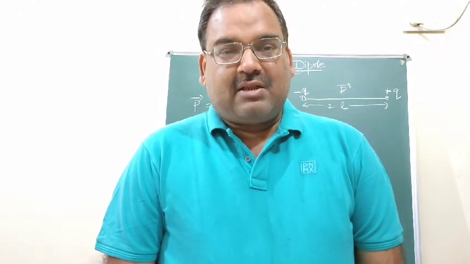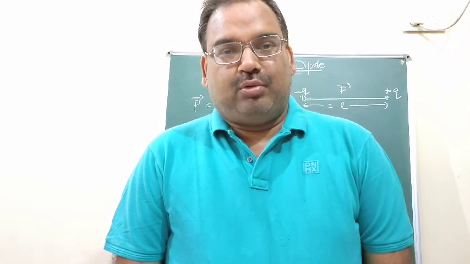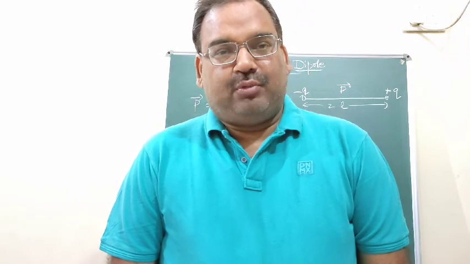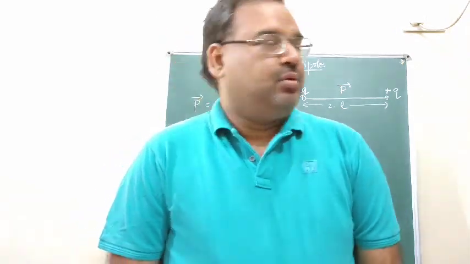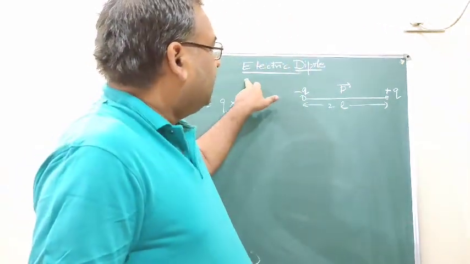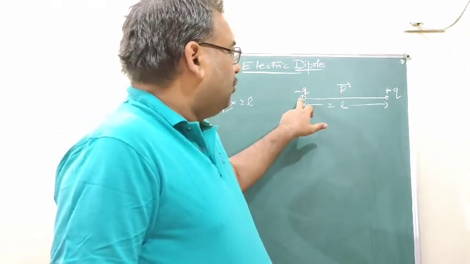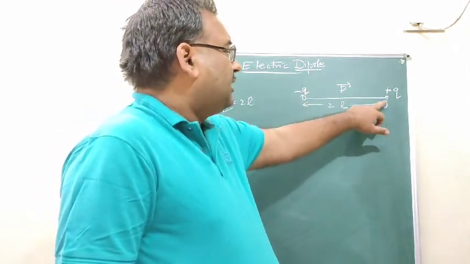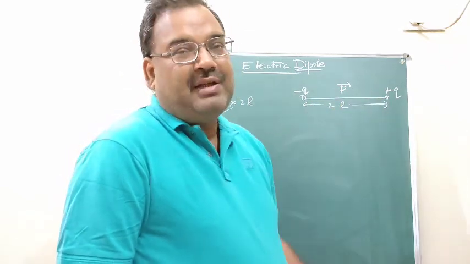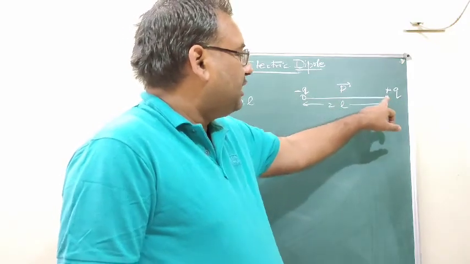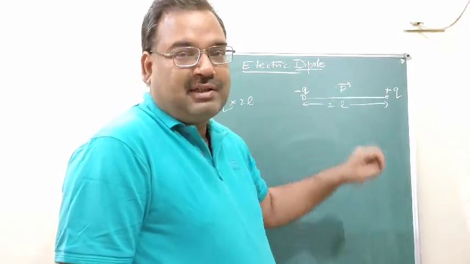Today we will discuss potential due to an electric dipole. Okay, so we will start with an electric dipole. What is an electric dipole? So, the first heading is electric dipole. Now, I am going to explain what an electric dipole is. Two equal and opposite charges separated by a distance 2L make an electric dipole. So, minus Q, plus Q, separated by distance 2L, make an electric dipole.